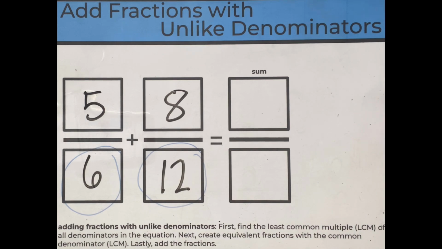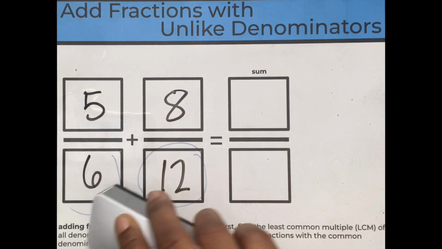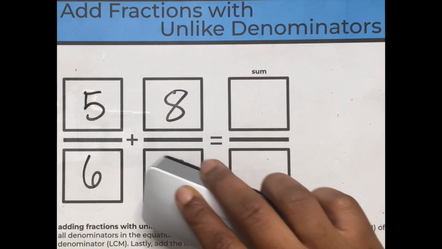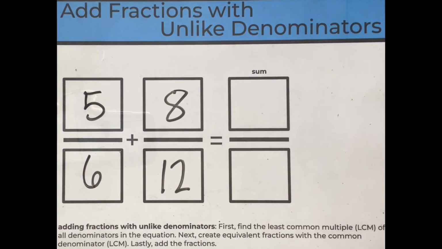In order to add, we have to have like units, okay? We have to have like denominators, like pieces. I want the denominator to be the same number before I can add or subtract them. And we're going to learn how to do that today.